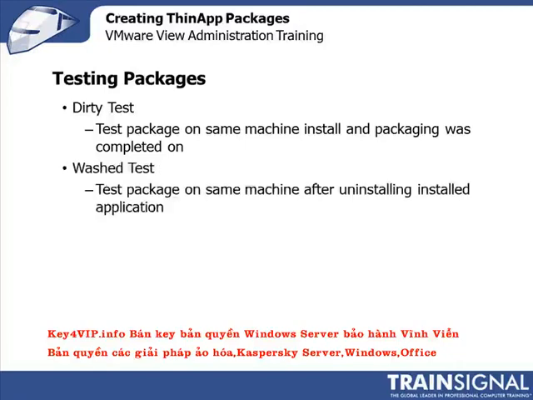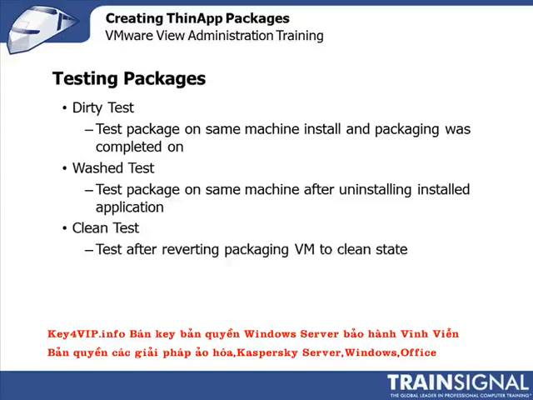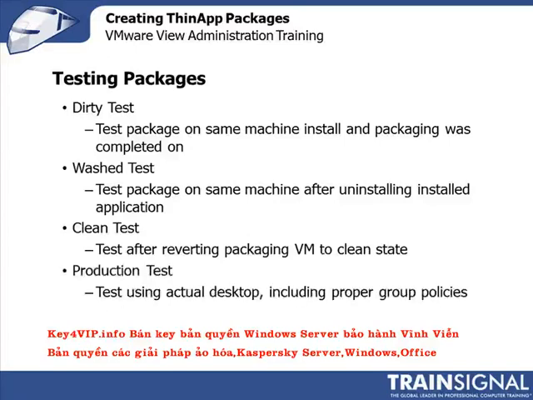After performing the dirty test, we can uninstall the application from the packaging machine and run the package again. This provides us a higher level of confidence that the application was properly captured. But if the uninstall leaves behind any files or registry settings, this could throw off our results. To perform a clean test, we would then revert the snapshot of our packaging machine, taking it back to that clean state before the application was installed. We can then execute it there, which will ensure us that anything the application needs to run is inside the package.